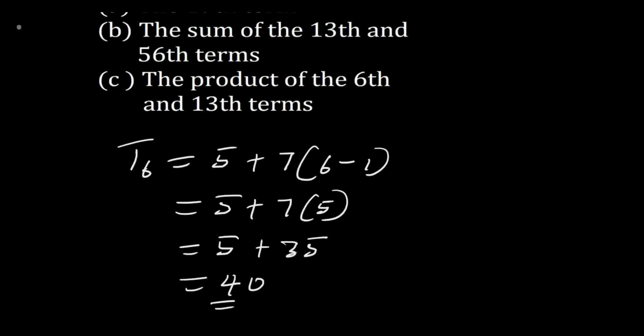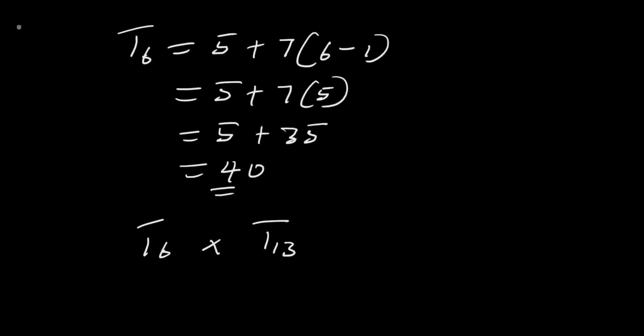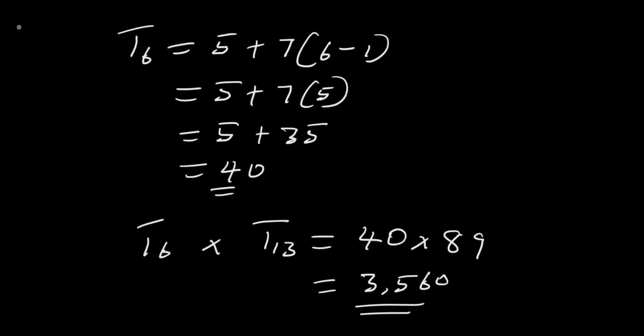Recall that the 13th term is 89. So the product of the 6th term and the 13th term, T6 times T13, is equal to 40 times 89. And this will be equal to 89 times 40, which is 3,560. So this is the answer to this question, and I hope it makes some sense.